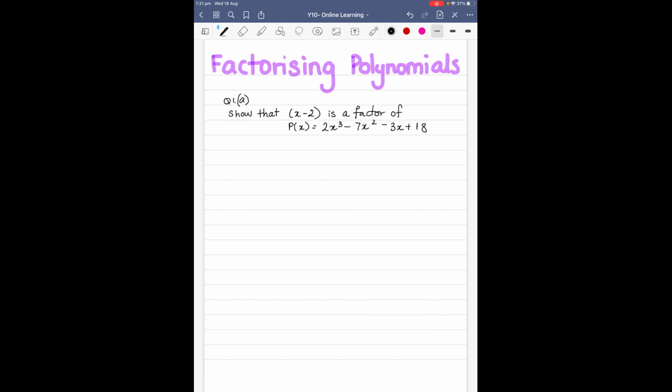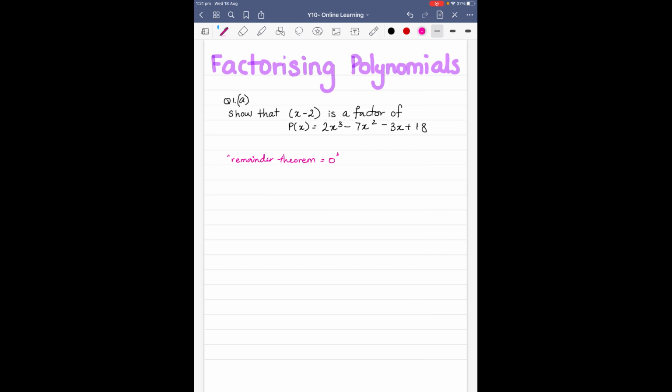First example, let's show that x minus 2 is a factor of P(x), the polynomial. Now, we've done this before previously. To show that it's a factor, that means when you are dividing it, you should have a remainder of 0. That means if you apply your remainder theorem, you should get 0, okay?